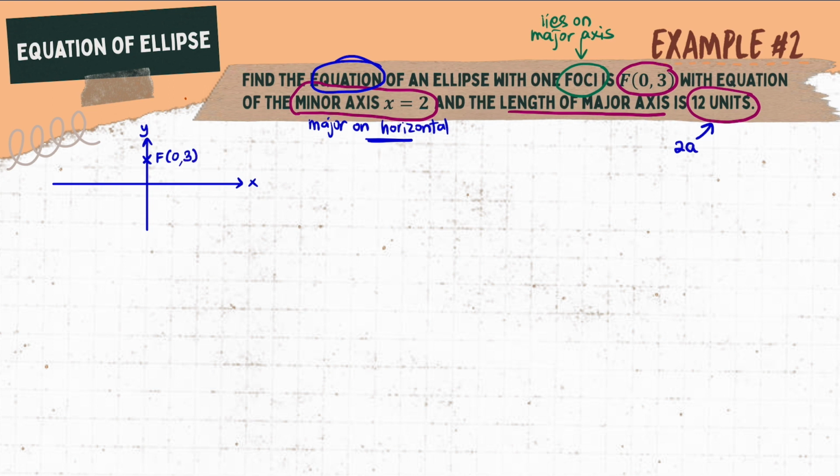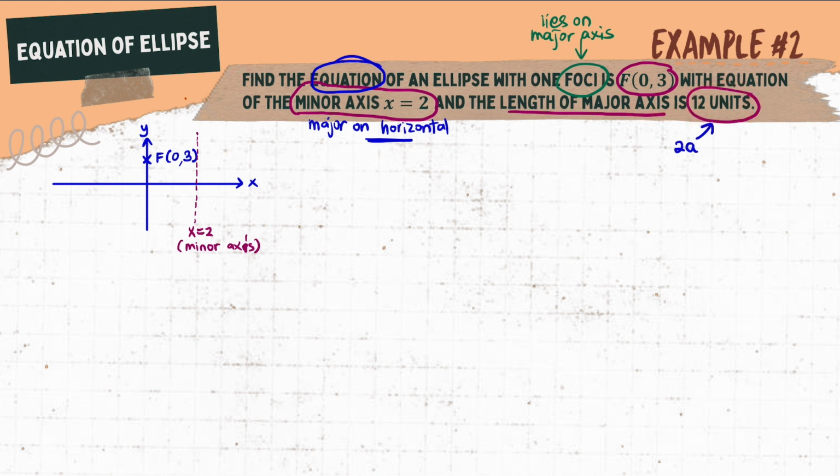Okay, and then we have an equation of minor axis adalah x sama dengan 2. So kat sini tadi x sama dengan kosong, so x sama dengan 2 akan berada di bahagian kanan dia lah. So saya akan lukis menggunakan dotted line. So ini adalah x sama dengan 2, which is our minor axis. Okay, and then kita ada length of major axis adalah 12 unit.